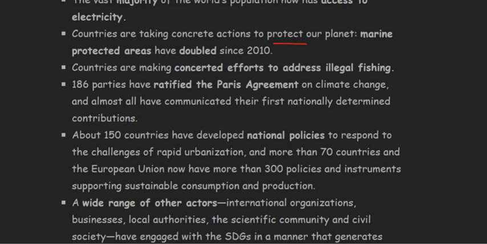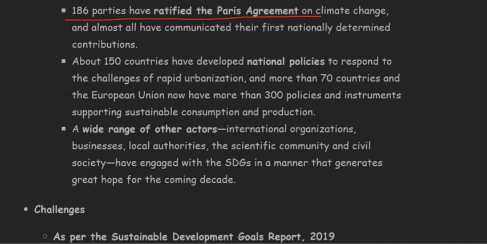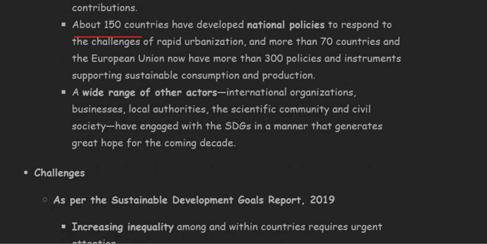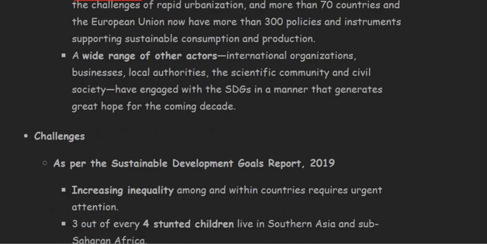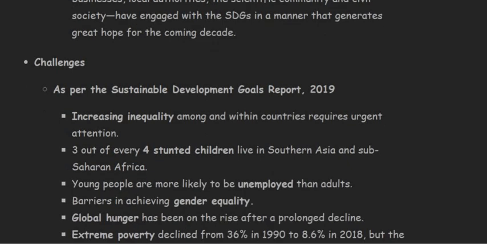186 parties have ratified the Paris Agreement on climate change, and almost all have communicated their first nationally determined contributions. About 150 countries have developed national policies to respond to the challenges of rapid urbanization, and more than 70 countries and the European Union now have more than 300 policies and instruments supporting sustainable consumption and production. A wide range of other actors, international organizations, businesses, local authorities, the scientific community, and civil society, have engaged with the SDGs in a manner that generates great hope for the coming decade.